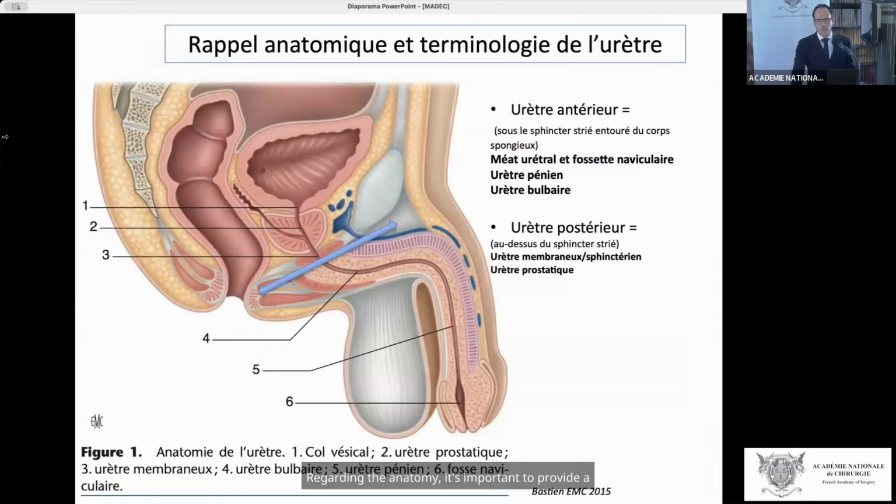Regarding the anatomy, it's important to provide a review because there's quite a bit of confusion in the literature. So at the present time, the terms are clear. The anterior urethra is the entire portion of the urethra surrounded by the corpus spongiosum. It's composed of three parts: the bulbar urethra, the penile urethra, and the meatus. And the posterior urethra is the area located above it. It's composed of the membranous urethra, the prostatic urethra, and the bladder neck. It's important to make this distinction right away because in the posterior urethra, obviously we have the sphincter systems. And so surgeries targeting this area will potentially affect continence. In any case, this will need to be discussed with the patients.